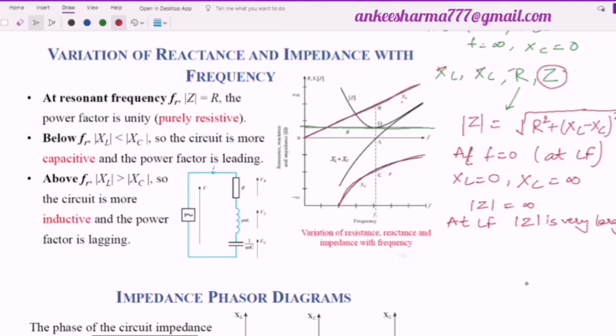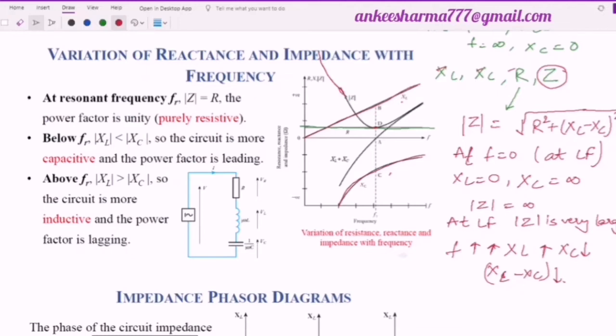So I will just start my curve from here like this, as we have done in the earlier case. This curve will start from here, which will not touch this y-axis, and it will decrease with the increase in the frequency, because as we increase the frequency, what is going to happen? XL will start increasing and XC will start decreasing. Due to that, this difference of XL minus XC will also start decreasing, and due to that the magnitude of Z will start decreasing. So you will find this magnitude will start decreasing up to a particular frequency.